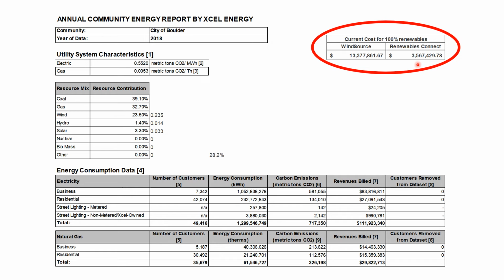Now the thing about Renewables Connect, it's a subscription offer from Xcel. You have to subscribe to it. It's not always available, but we should be on the wait list for the next time more Renewables Connect is available.